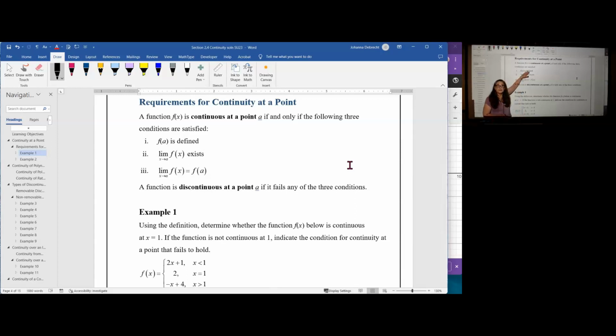Let's go ahead and formalize this by writing down the requirements for continuity at a point. First, the function must be defined there. Second, the two-sided limit must exist there. And third, these have to be equal. The two-sided limit has to equal the function value at a. If it fails any of these three conditions, it is discontinuous at the point x equals a.